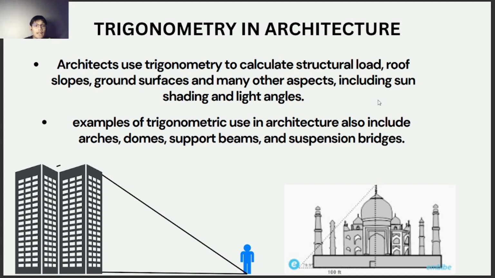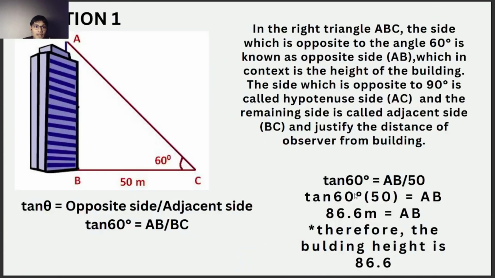So today we're talking about trigonometry in architecture. Architecture uses trigonometry to calculate structural load and roof slopes. Basically in architecture, people use this to calculate the arches, the domes, the length of the buildings, and that's it. So we go into question 1.